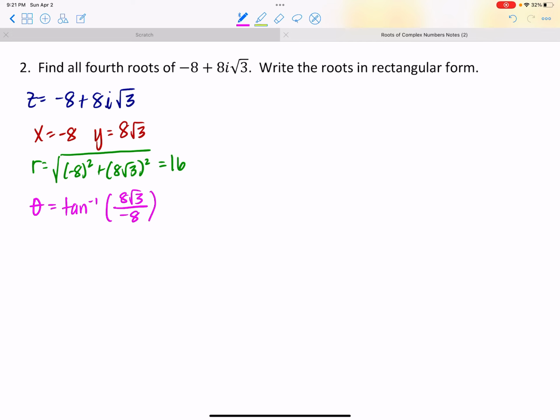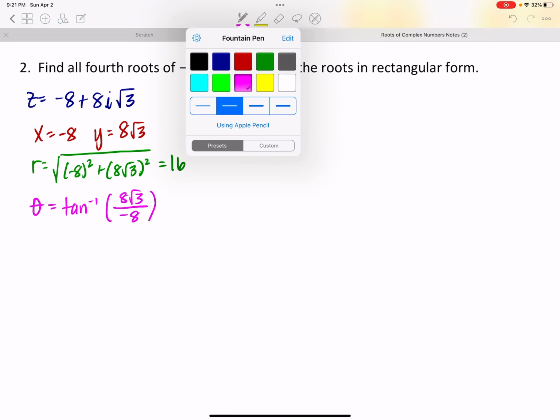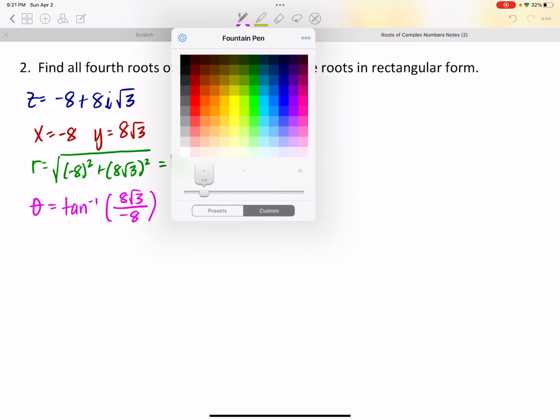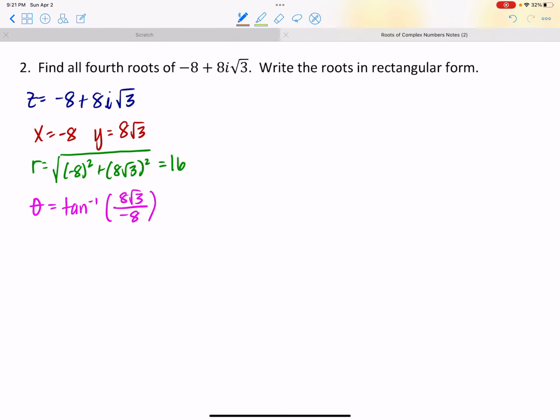Now technically, I need another color. Let's go with orange. If I'm looking at this, I can reduce those 8, so I'm really looking at a radical 3 over a negative 1. Remember, that means we're looking at a radical 3 over 2 over a negative 1 over 2. So our coordinates would be a negative 1/2 and a radical 3 over 2. And that is going to happen at a 60-degree reference angle in quadrant 2, so 120 degrees. Okay, so I know our angle is going to be 120 degrees.